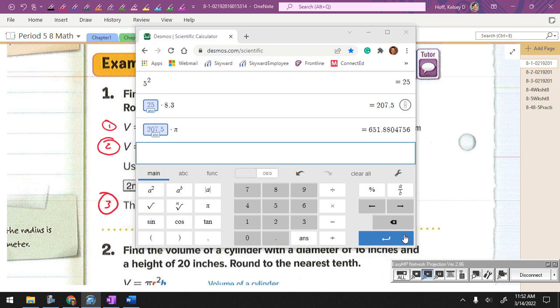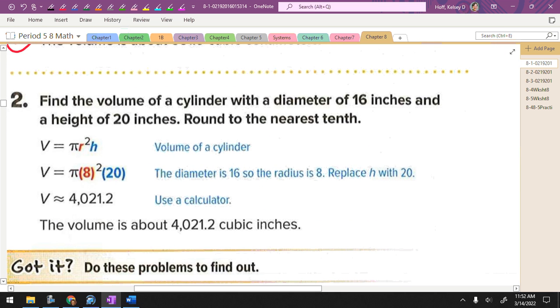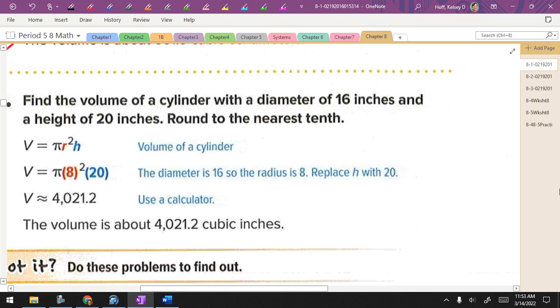Okay. On number 2, just read the problem to yourself real quickly. What's different about this problem than the last one? What word is different? Jacob? Diameter. Previously, we were dealing with radius.